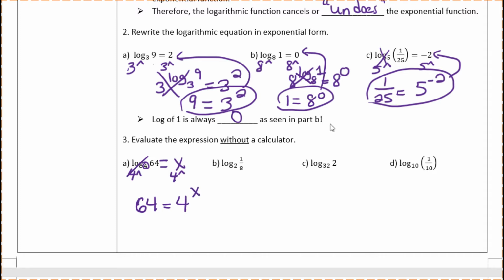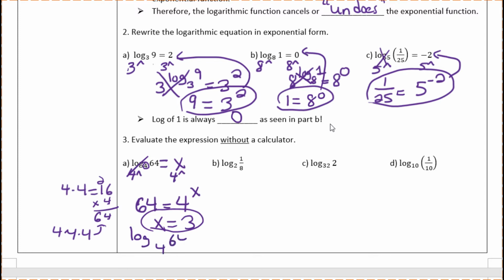Alright, so at this point you just have to figure out 4 raised to what power is 64. Well, we know that 4 times 4 is 16, and then if you multiply it by another 4, you would get 64. So that means I multiplied it by itself 3 times to get to 64. So that means my x is equal to 3, which means that log base 4 of 64 equals 3. Alright, so both of those suffice. Let's do the same thing here.